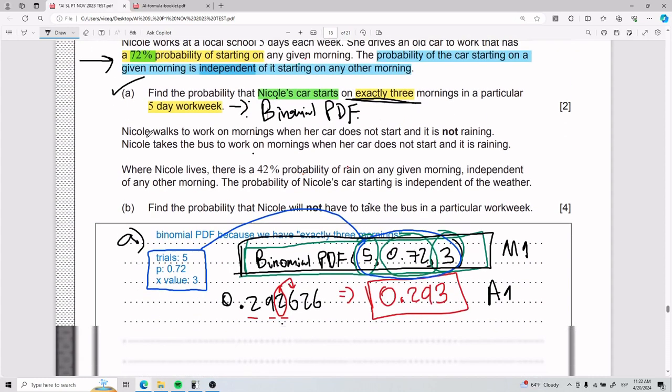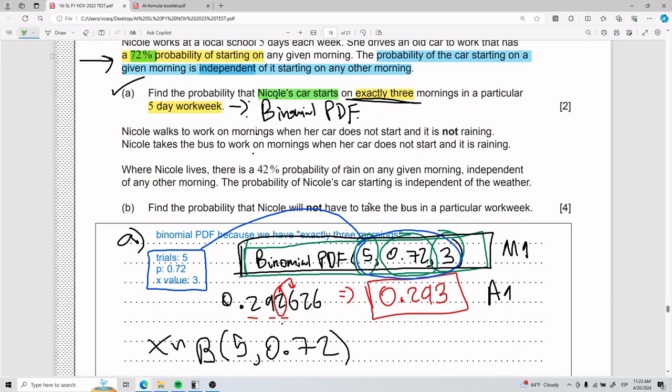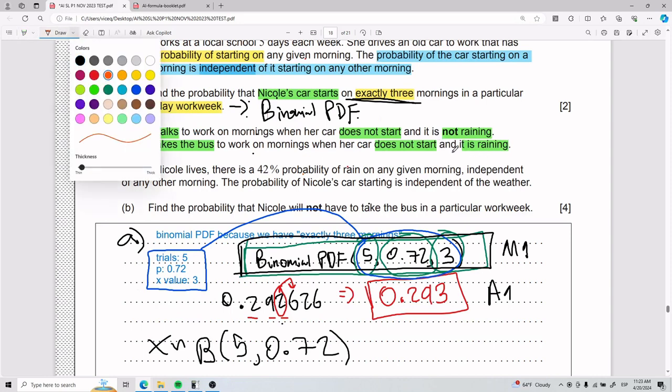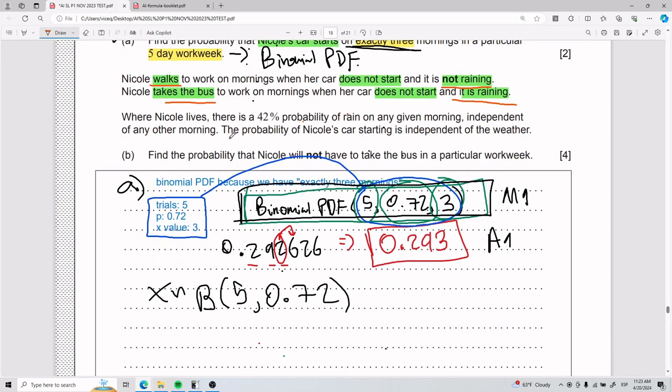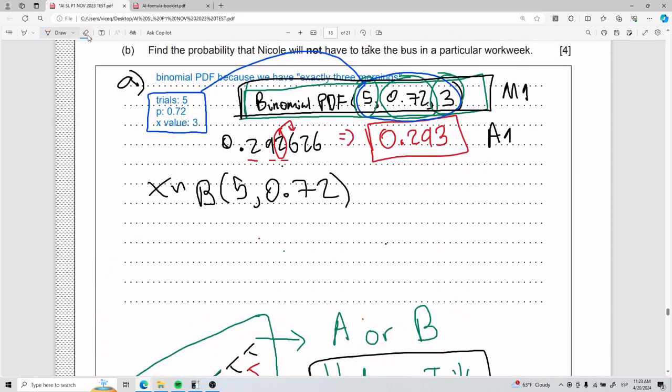Okay. Part B gets a little bit more exciting because we have that Nicole apparently walks to work on mornings when her car does not start and it's not raining. On the other hand, Nicole takes the bus to work on mornings when her car again does not start and it is raining. And so what's the difference? If it rains, she takes the bus. If it doesn't rain, she walks. That simple. Not rain, walk; rain, bus. If her car doesn't start. If her car does start, she takes her car. Why would you not, right?